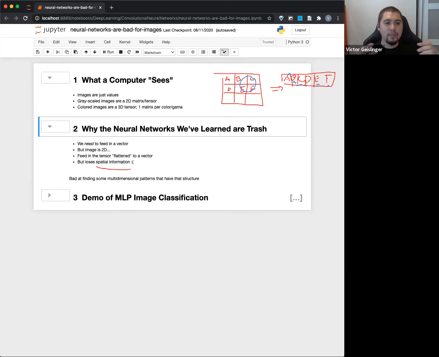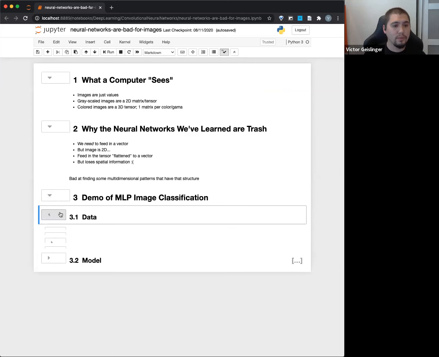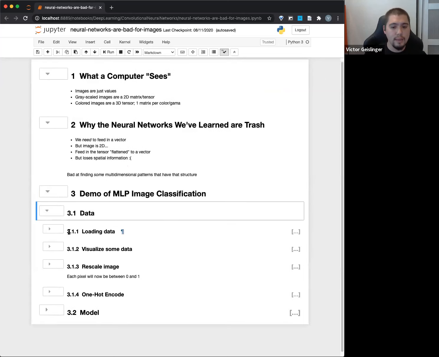But just to emphasize, I think the curriculum actually shows an example of using a neural network for images. It's not really the best thing, and the only time this really works is with really simple data sets.